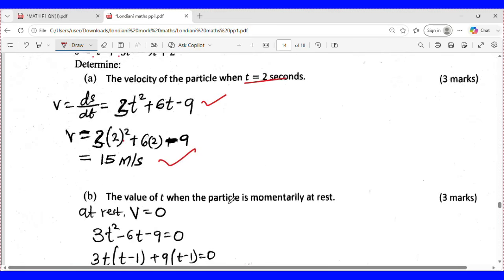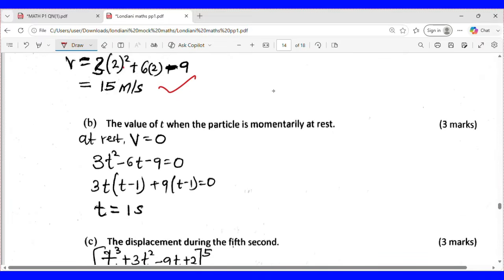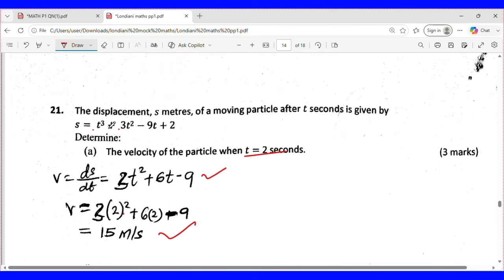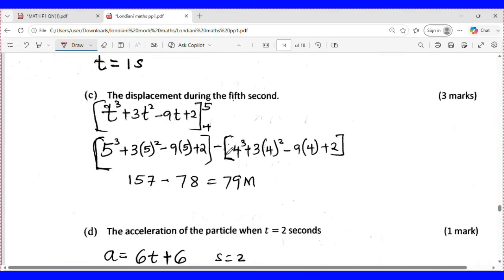The value of t when momentarily at rest. At momentarily resting, velocity is equal to 0. So you equate velocity to 0 and you get time as 1 second. The displacement during the 5th second. So displacement, we have the function for s, which is displacement. You simply need to substitute the 5th and the 4th second and you get the answer 79. You don't need to integrate, you don't need to differentiate. You just substitute with the 5th and the 4th second.